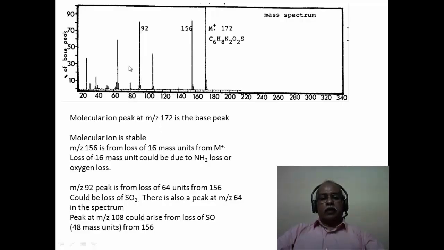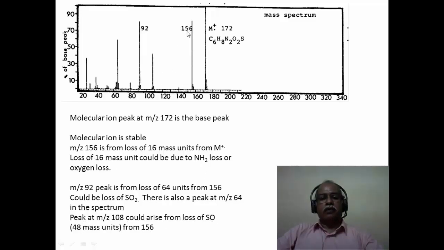The 92 peak actually arises from the loss of 64 mass units from 156. In other words, if there is an SO2 loss, that would account for the formation of 92 in this particular case. The peak around 108, which is this particular peak here, could arise from the loss of SO from the 156. In other words, loss of 48 mass units corresponding to SO would give this.